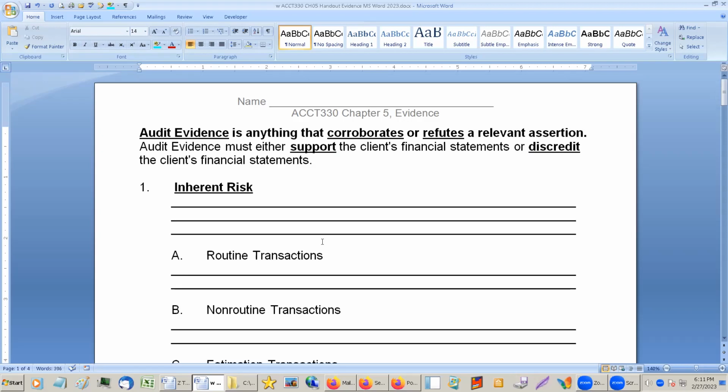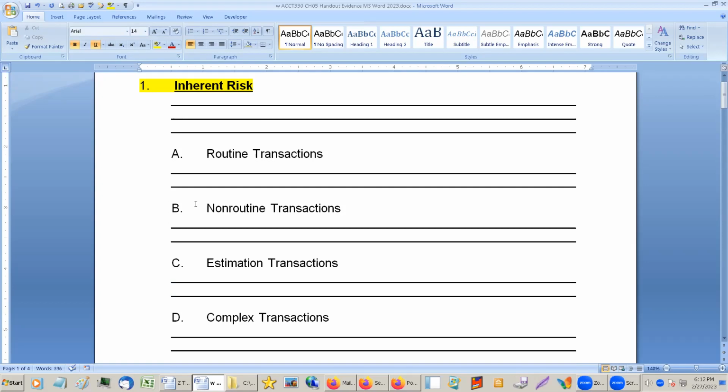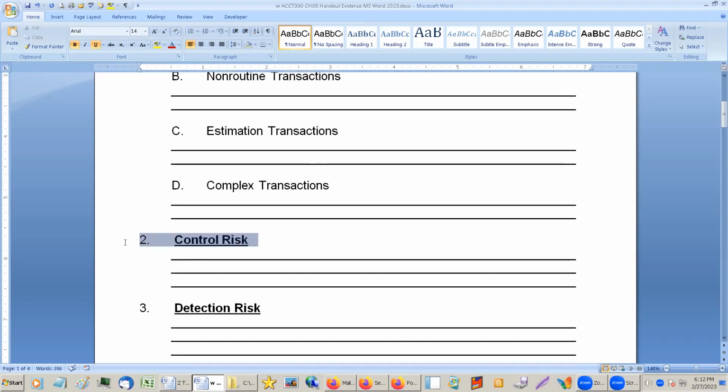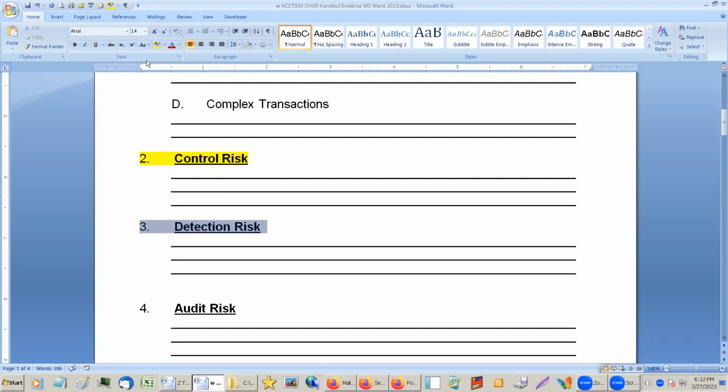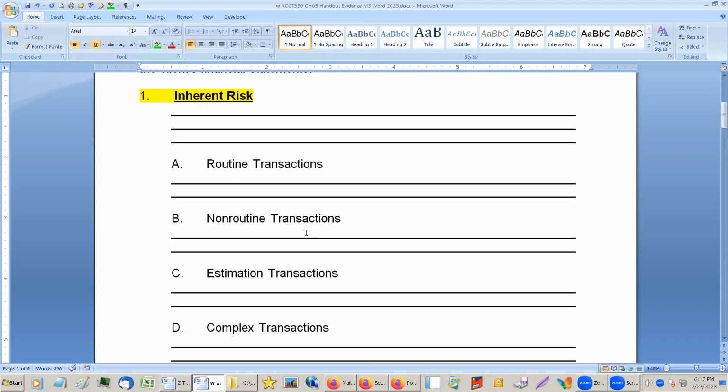Okay. And we're going to talk about risks here. I think we may have talked about this already. I can't remember, to be honest with you. There are three main risks that we deal with in auditing. And they lead to a fourth kind of outcome. Inherent risk.